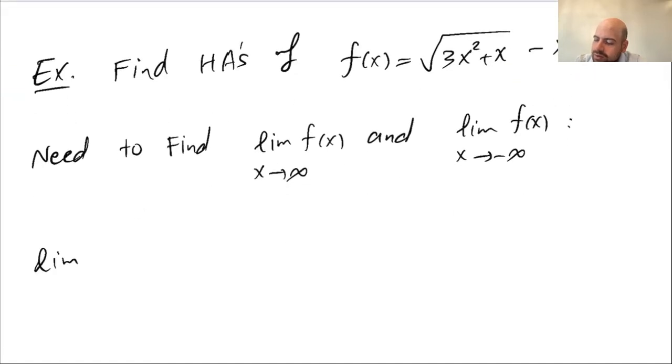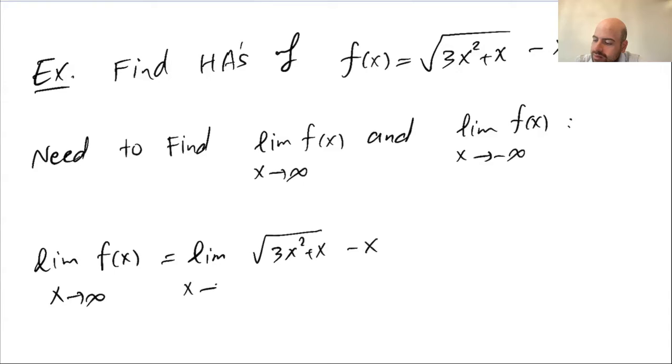So for the first one, the limit of f of x as x goes to infinity. So this will be the limit of square root of 3x squared plus x, minus x, as x goes to infinity.